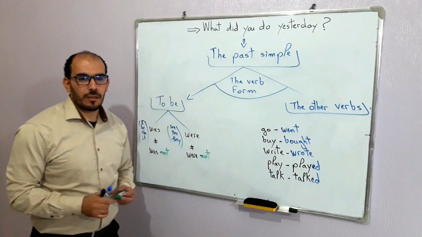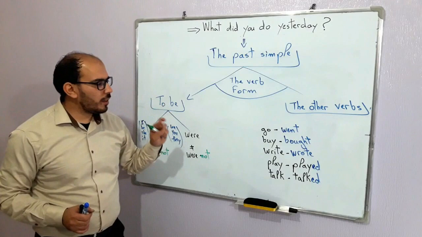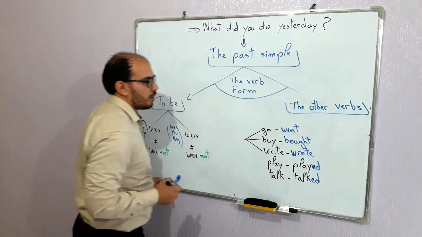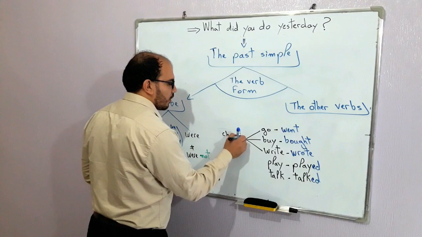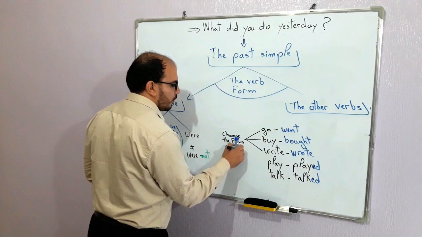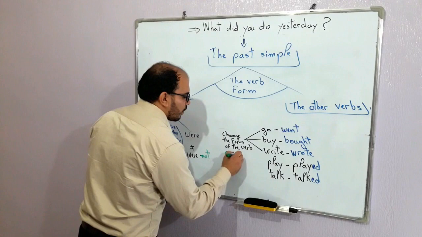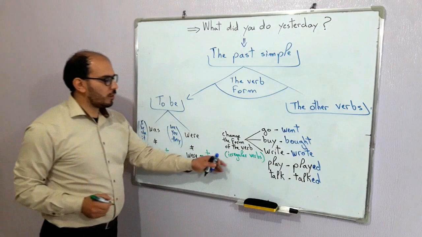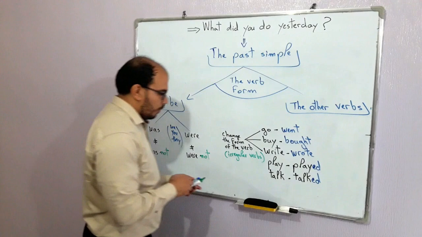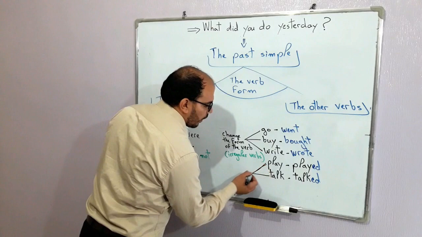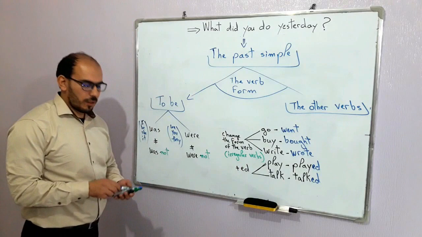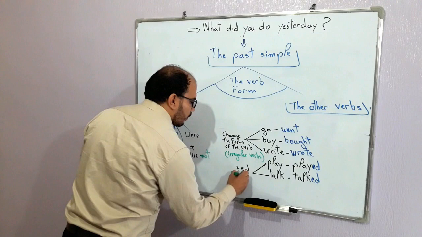Right? So for the other verbs in the past simple, we have to bear in mind that we have two categories. We have some verbs, like go, like buy, like write, where we change the form of the verb in the past simple. And these kinds of verbs, we call irregular verbs. So all the irregular verbs, we change their form when we write them in the past simple. But we have some other verbs, like play, like talk, where we just add ed. These verbs, we call regular verbs.